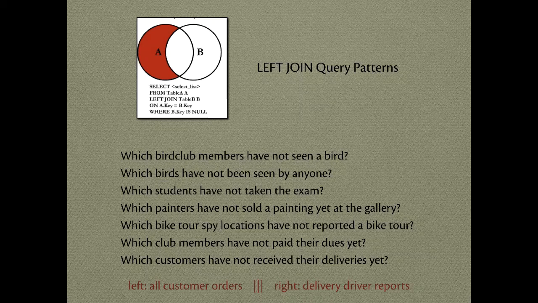But if the boss wants to know today which customers have not received their deliveries, we look at all open orders. And they might not even be marked open; the customer orders may not even tell us whether it's open or closed, right? So we look at all of the customer orders, and then we subtract from them all of the ones that have a delivery driver report. And whatever doesn't have a delivery driver report is open, hasn't been delivered yet, right?